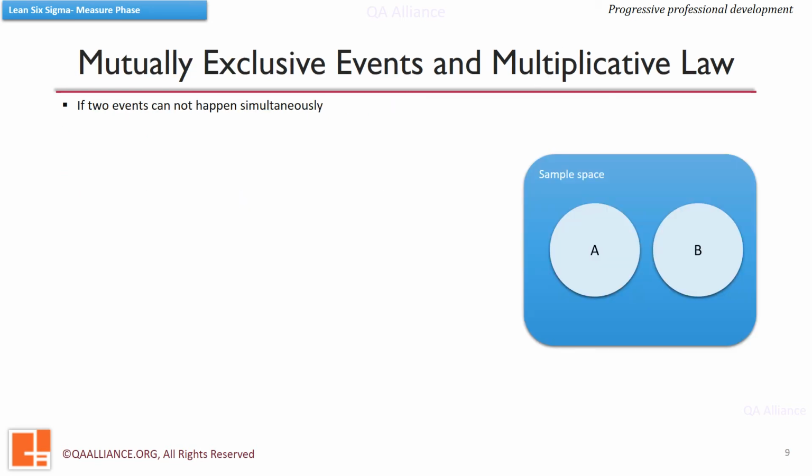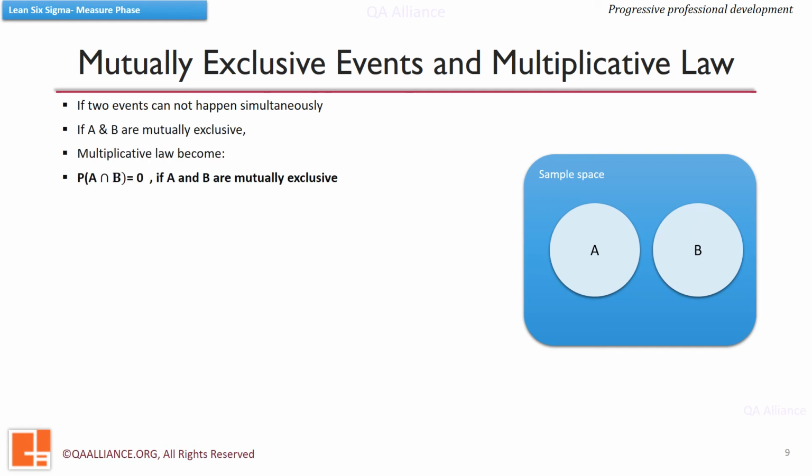If 2 events cannot happen simultaneously, such events are called mutually exclusive events. For example, in a single roll of die, 2 and 6 cannot happen at the same time. The multiplicative law for such events is 0, as there is no intersection.